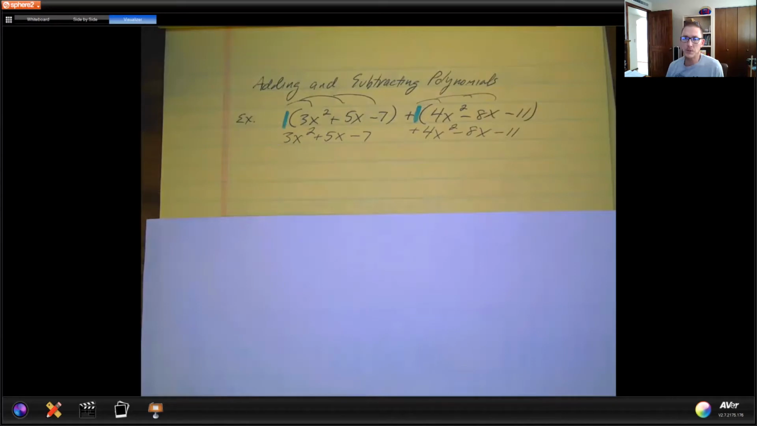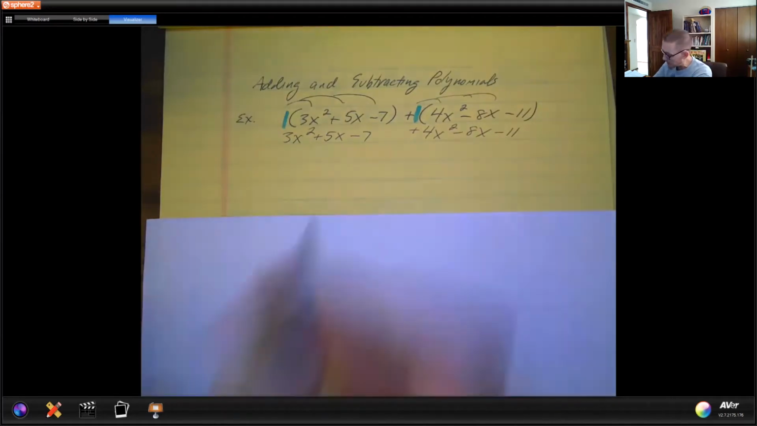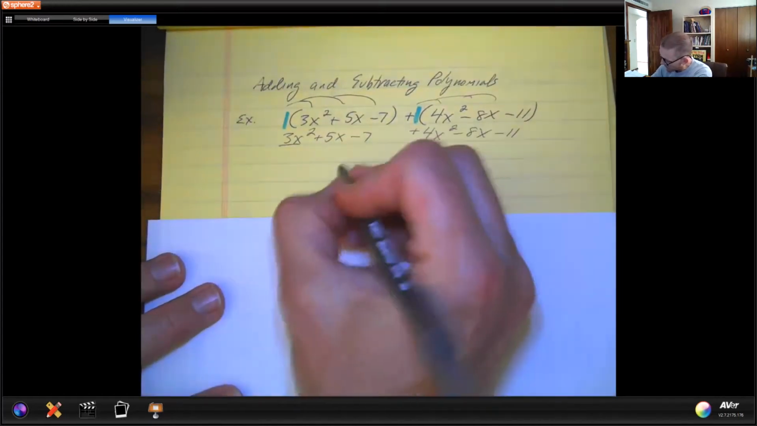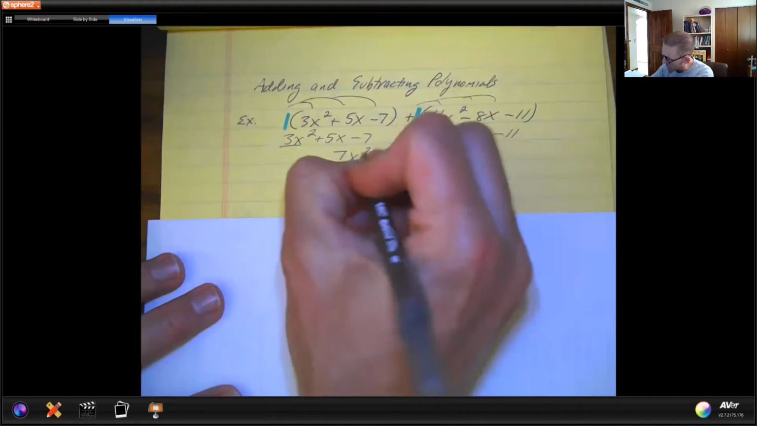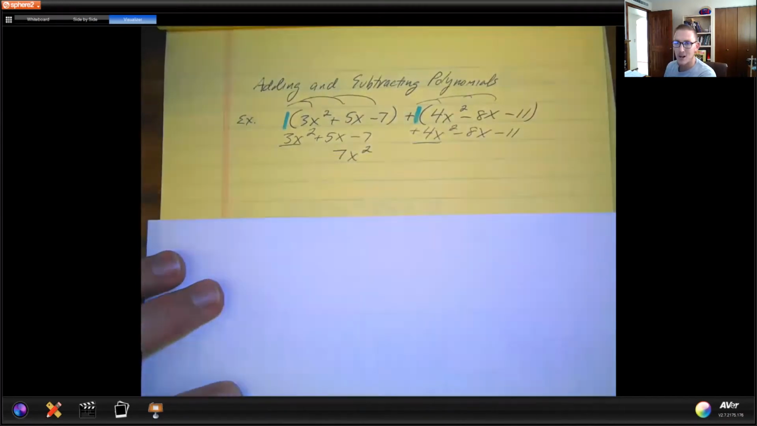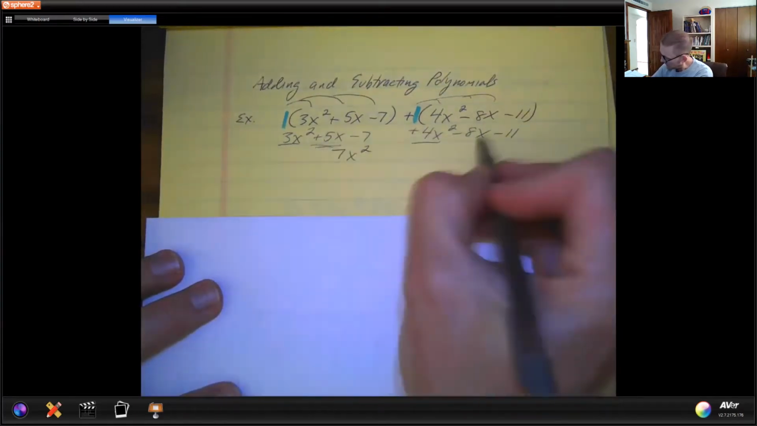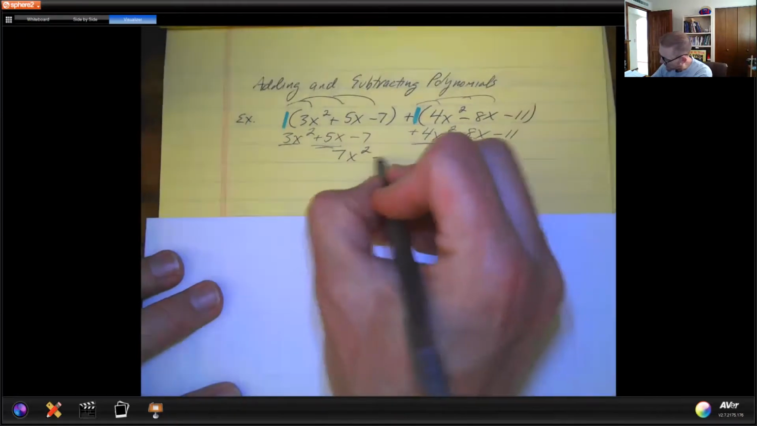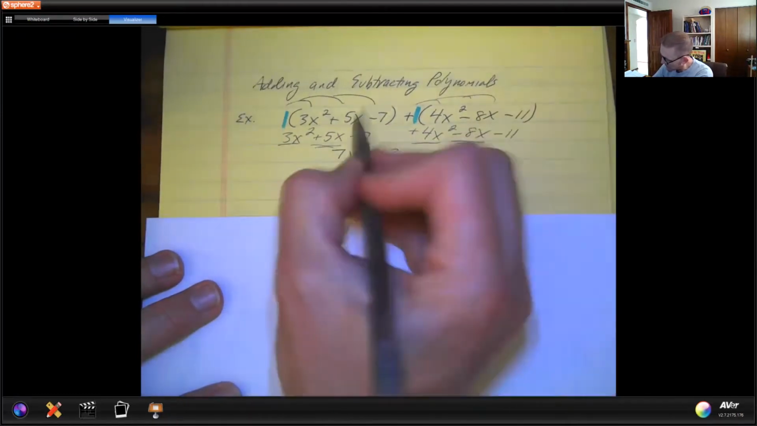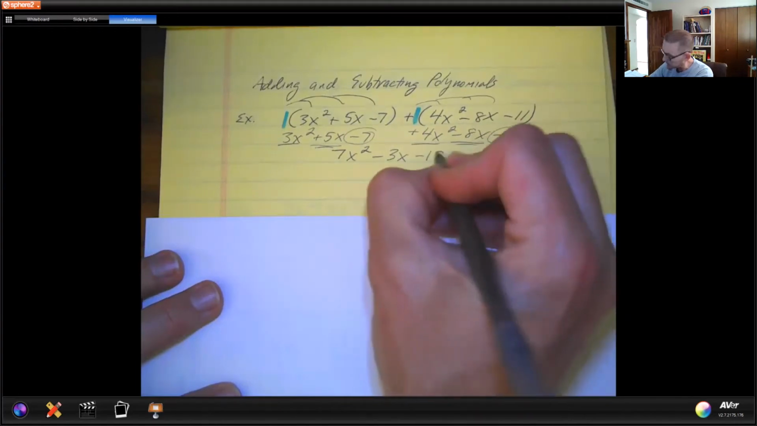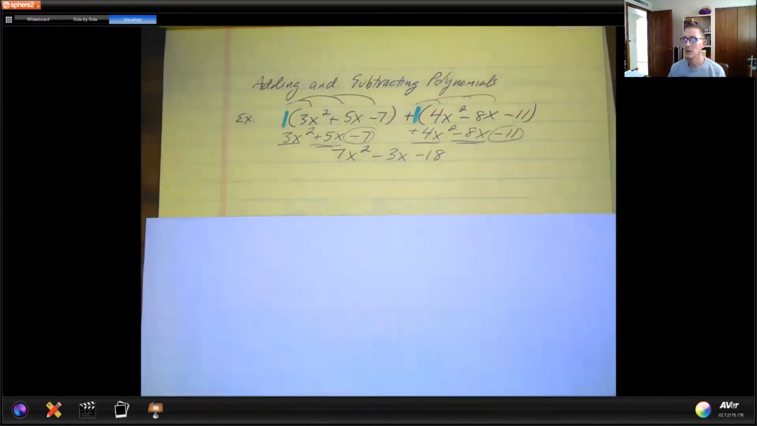And now we're simply going to combine like terms. And remember, like terms have the same variable and the same exponent. So the 3x squared partners up with the 4x squared, giving me 7x squared. Remember, the exponent's not going to change. Exponents only change when we're multiplying. 5x and negative 8x will leave me with negative 3x. And negative 7 and negative 11 gives me negative 18. And that would be your answer.